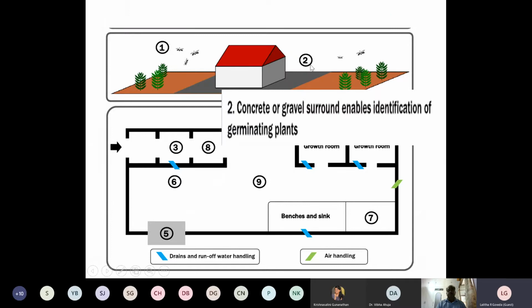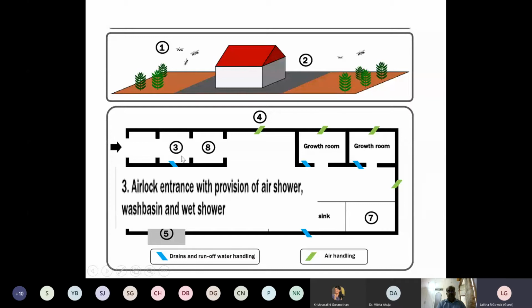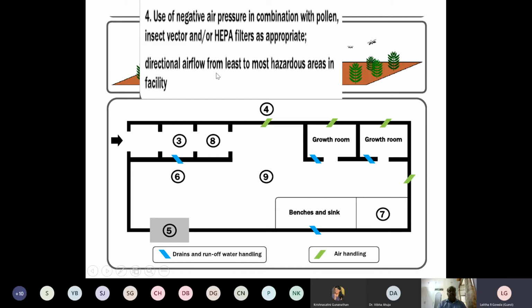Two, you see the whole area has concrete or gravel, and this enables identification of germinating plants or seeds, and you can remove them if you find them. Three, the vestibule that I explained to you. You have an airlock entrance with provision of an air shower, a wash basin, and a wet shower so that you decontaminate before you enter. And number 4 that you see here is the use of negative air pressure in combination with HEPA filters for all the rooms in the containment facility that you are using.